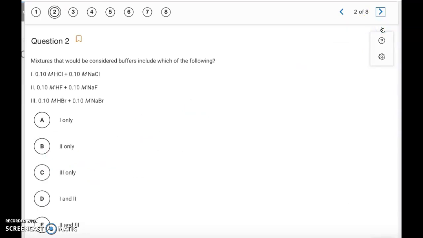Question 2, which one would be considered a buffer? A buffer is going to be a weak acid with its conjugate base. HCl is a strong acid, HBr is a strong acid, so that eliminates those. So choice 2 right here is the only option, so that's going to be letter B.